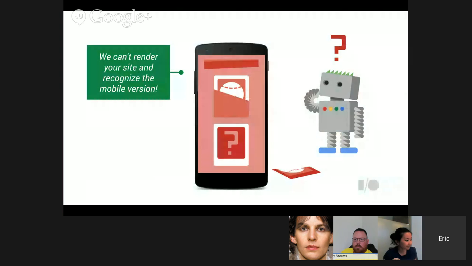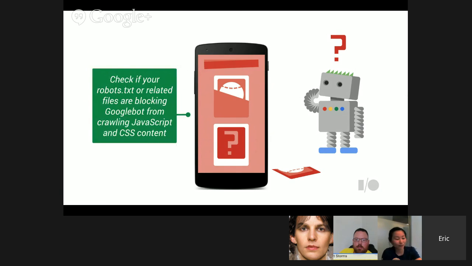Now the second misconfiguration I'm going to talk about is blocked content. If you are blocking your images or important CSS or JavaScript files from us, then we can't render your site and we can't recognize the mobile version of it. It's really important for us to be able to see these things, so a good thing to do is check your robots.txt files or any related files to see if they're blocking Googlebot from crawling your JavaScript, CSS, or even images in this case.